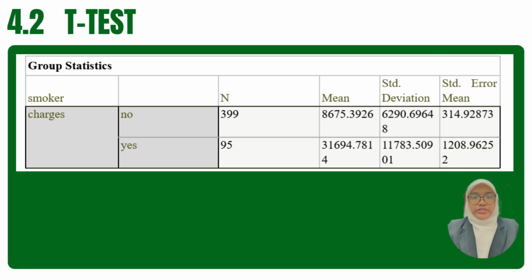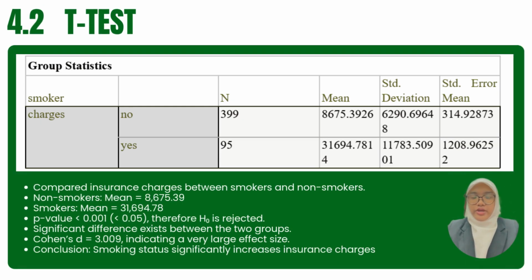Okay, next we are going to 4.2, which is one of the tests that we can do in this assignment. The first one is the independent sample t-test. The independent sample t-test that I explained in 4.1 was conducted to compare insurance charge between smokers and non-smokers. We can see the result in the graph that I show.